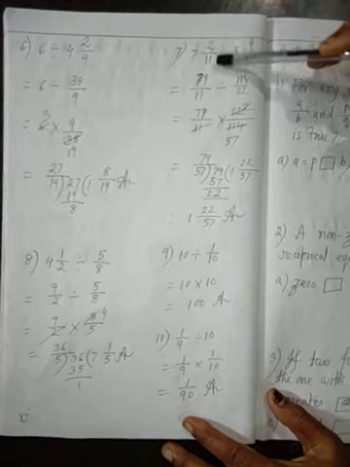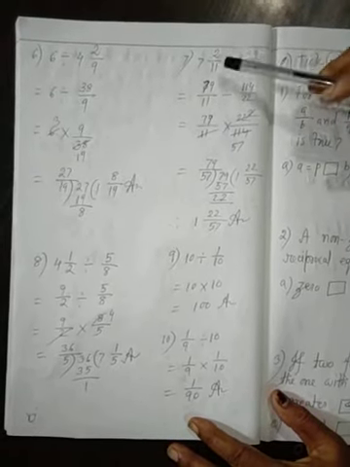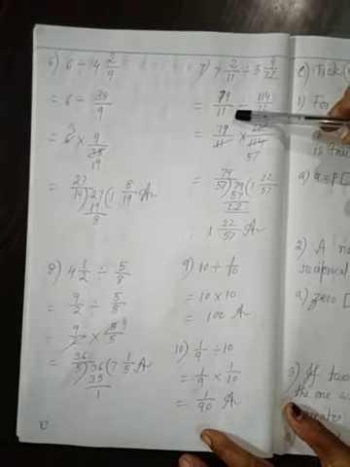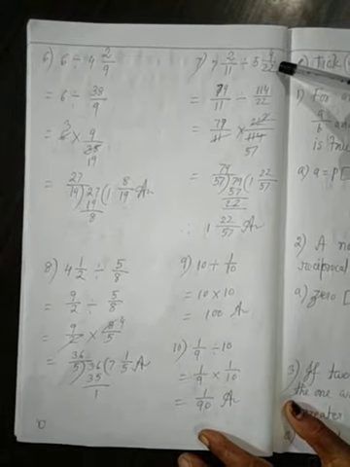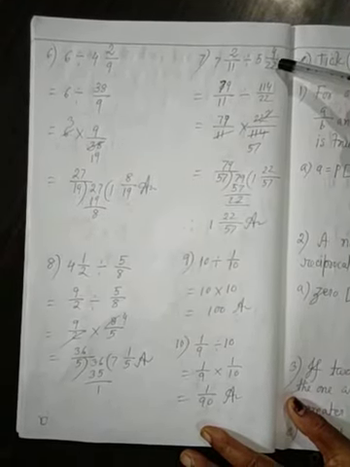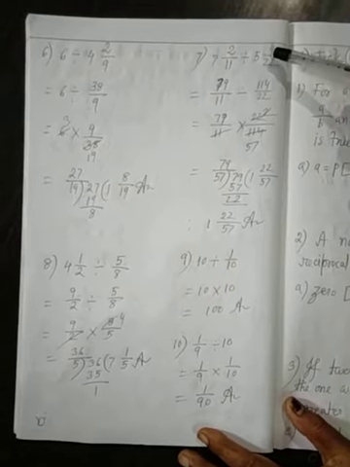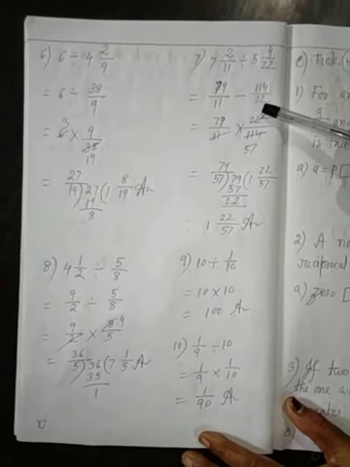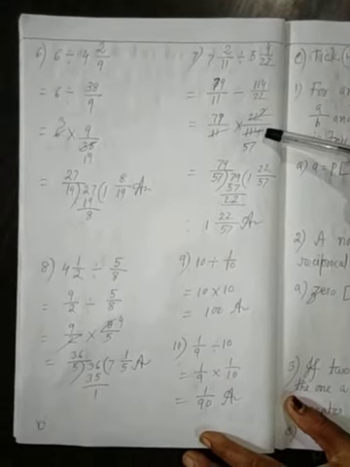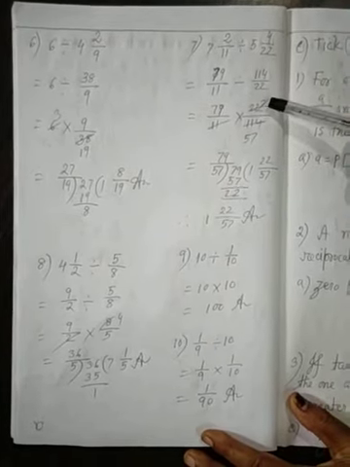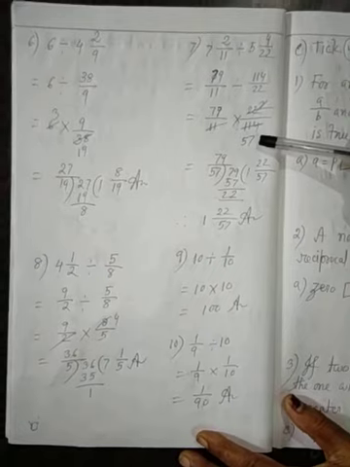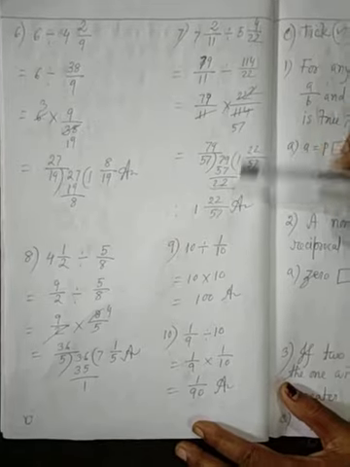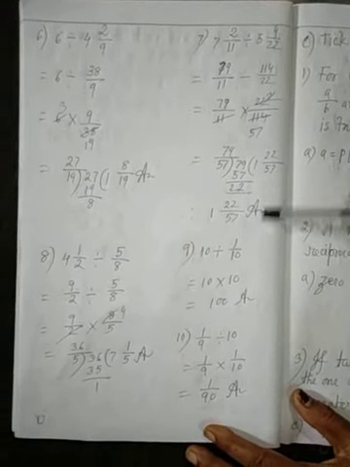7 7 2 by 11 divided by 5 4 by 22. 7 11 into 7 is 77 plus 2, 79 by 11 divided by 5 22. 5 2 ja 10, 110 plus 4, 114 by 22. 79 by 11 into 22 by 114, that is 11 2 ja 22, 2 into 5 ja 10, 2 7 ja 14, that is 79 by 57. 57 into 1 ja 57, 22, so 122 by 57, answer.